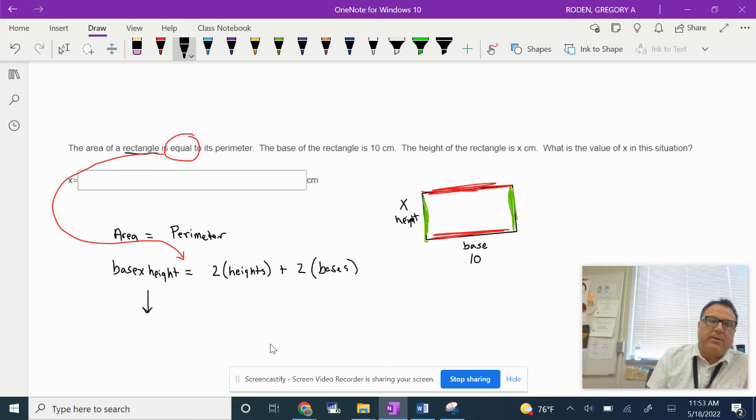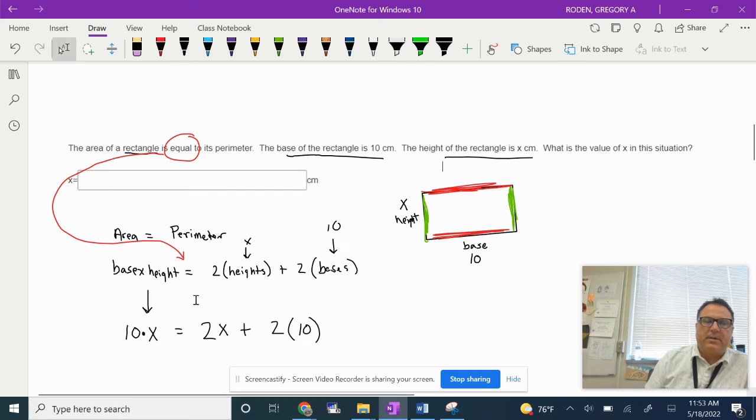So base, we know base is 10 times the height, which is x, equals 2 times the height, which is x, plus 2 times the base, which is 10. See how I did that? Every time I saw the word height, I put an x, and every time I saw the word base, I put a 10, because that's what the problem says. The base is 10 and the height is x.